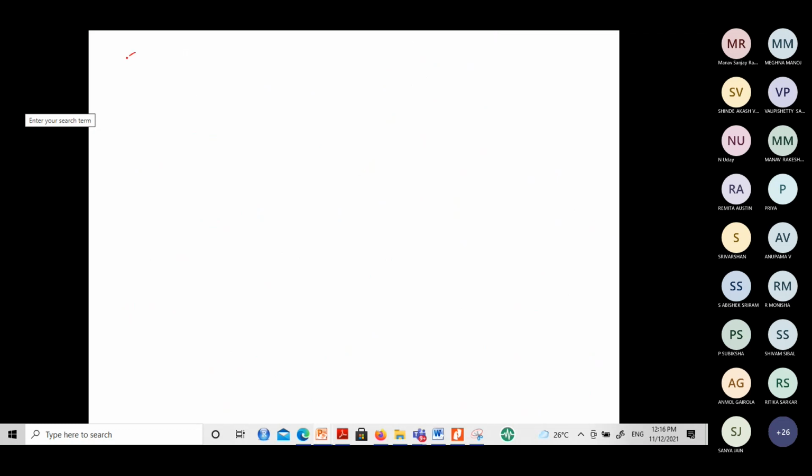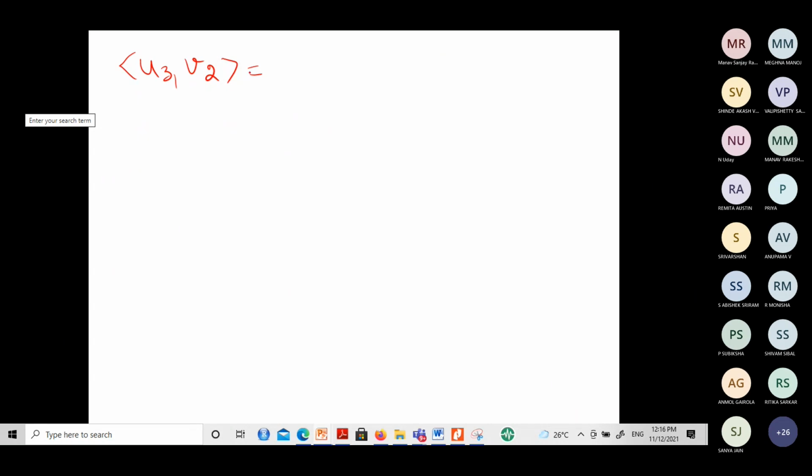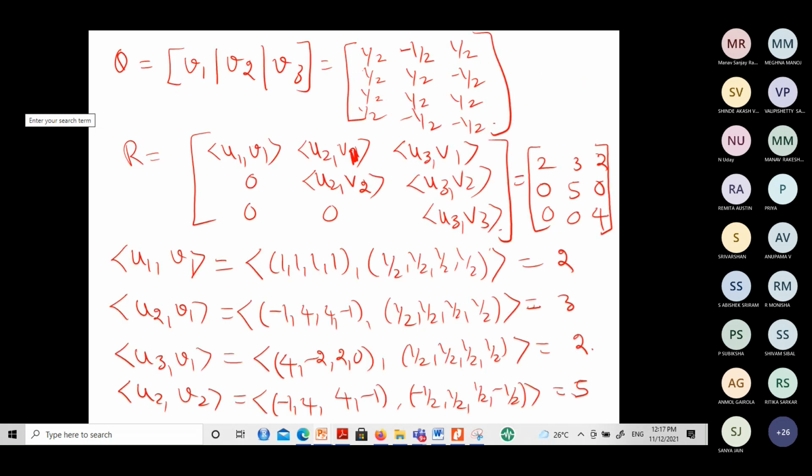U3 with V2. What is U3? U3 is 4 minus 2, 2, 0, with V2, which is minus 1 by 2, 1 by 2, 1 by 2, minus 1 by 2. So the value is minus 4 by 2, minus 2 by 2, minus 6 by 2, minus 4 by 2. So it is minus 2?